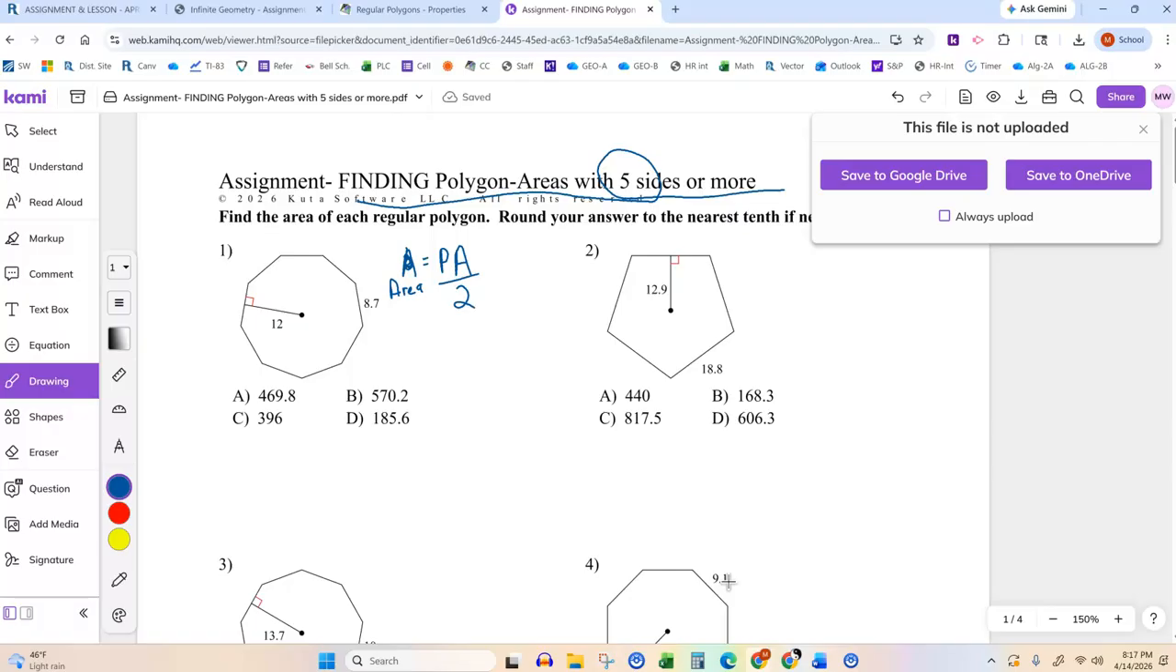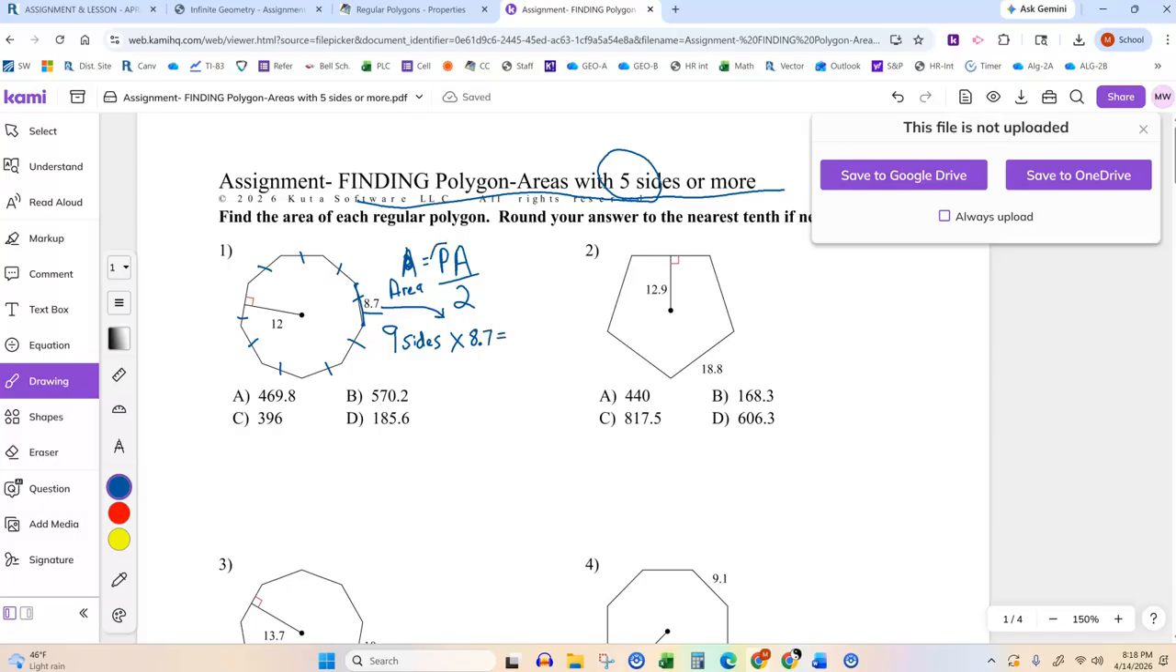Well, one side is 8.7. That's the length of the side from here to here, right? But the perimeter is all the sides together. So we have 1, 2, 3, 4, 5, 6, 7, 8, 9 sides. So we have 9 sides multiplied by this 8.7 for one side, and we're going to get the perimeter.